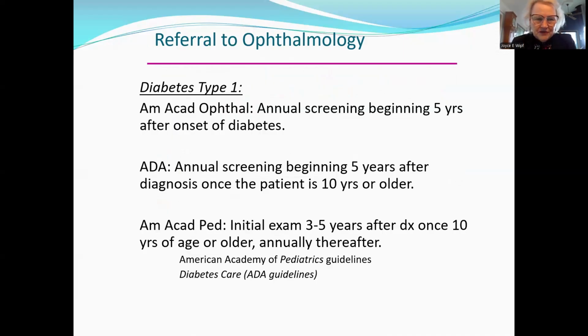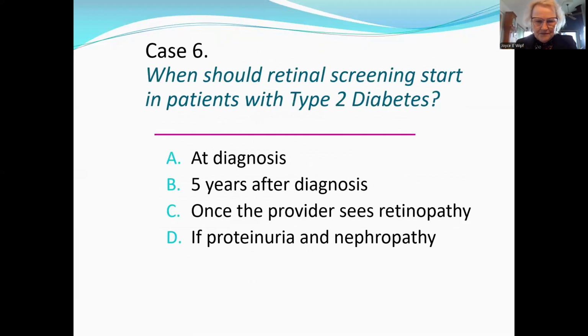These are a summary of referral recommendations. This is based purely on the duration of their diabetes. Annual screening beginning 5 years after the onset, American Academy of Ophthalmology. ADA, once the patient is 10 years or older. American Academy of Pediatrics, initial exam 3 to 5 years after diagnosis once 10 years or older. So in general, if they're diagnosed in pre-puberty, it's going to be after that.